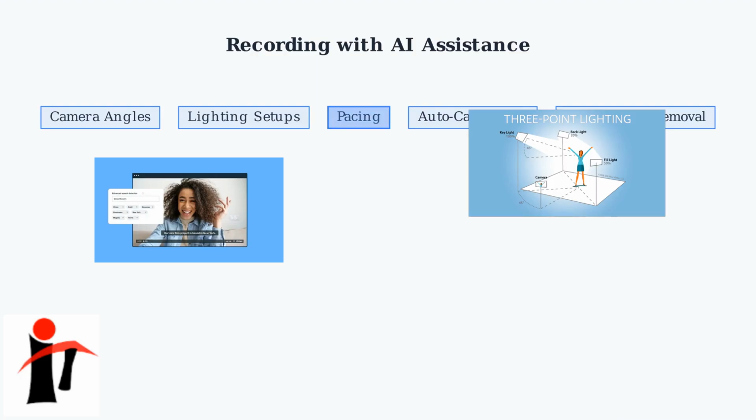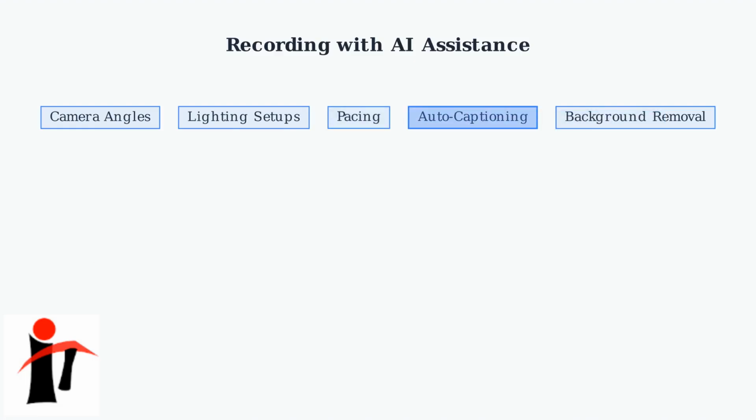The AI also suggests pacing based on script analysis, recommending where to pause for emphasis or speed up for energy. This helps ensure your delivery matches the intended tone of your content. Utilize auto-captioning to automatically generate subtitles from your speech, making your videos accessible to wider audiences. Background removal helps create a clean, professional look by eliminating distracting elements behind you.